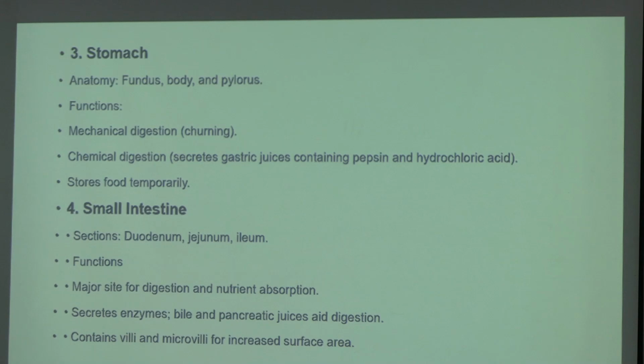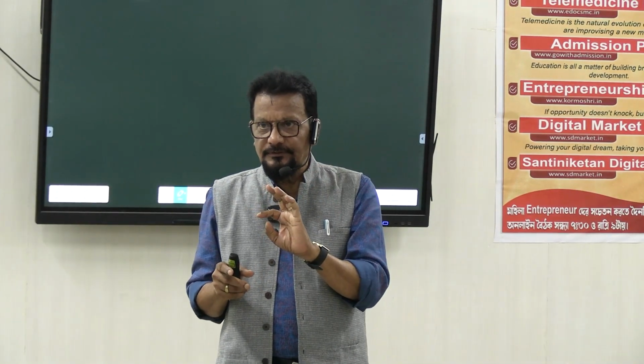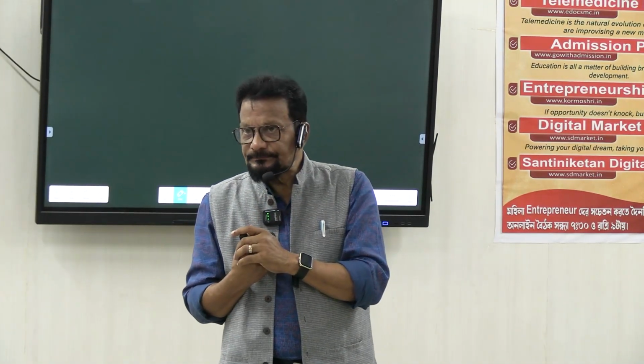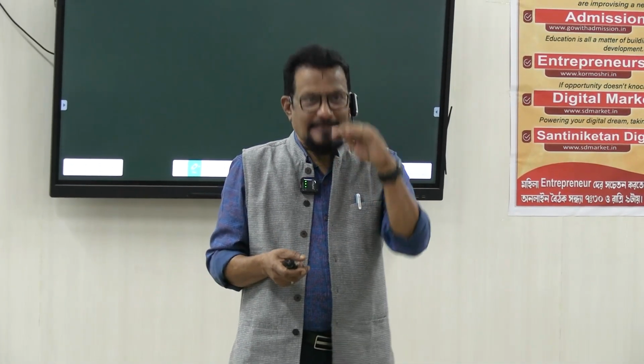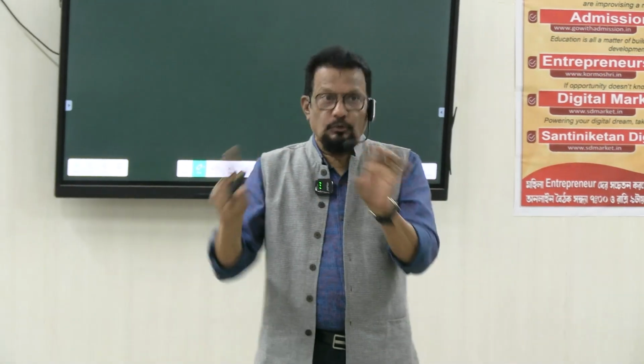On the wall of the stomach, how many layers are there? Throughout the GI tract, how many layers will you find? What are these? Outer serosa, then muscular coat, then submucosa, then mucosa. So how many layers? 4.